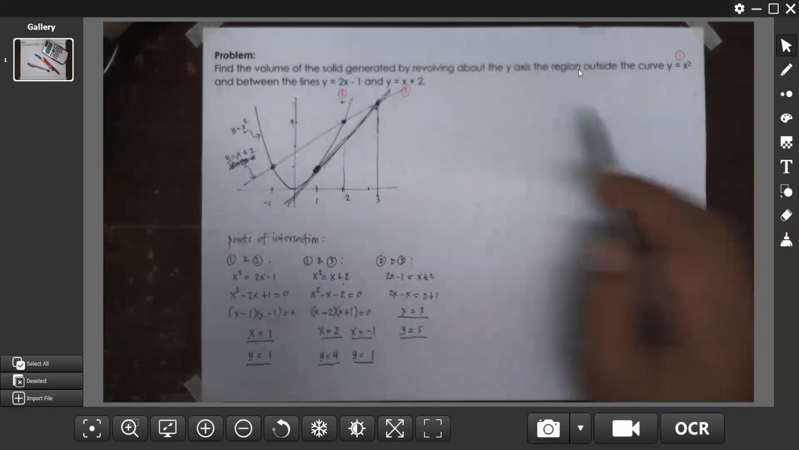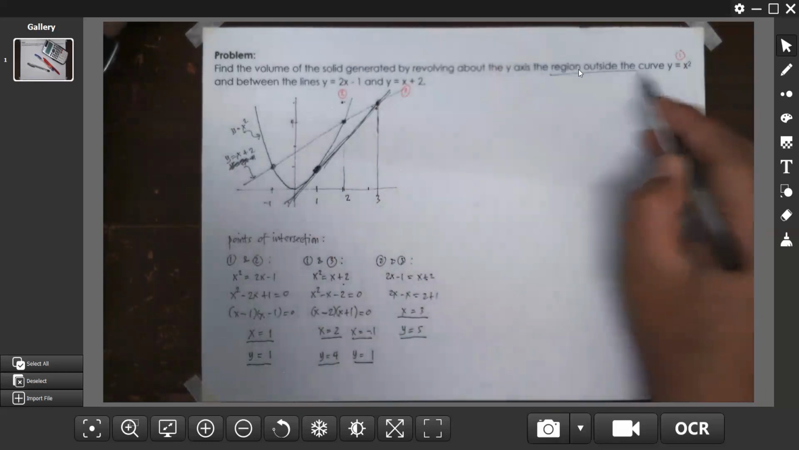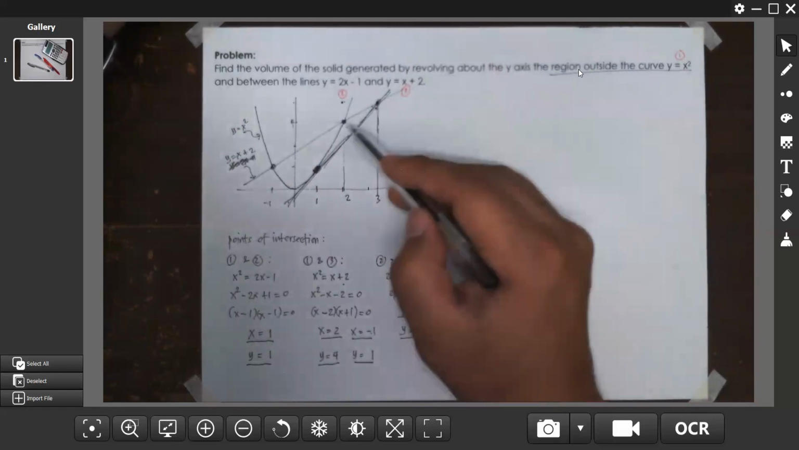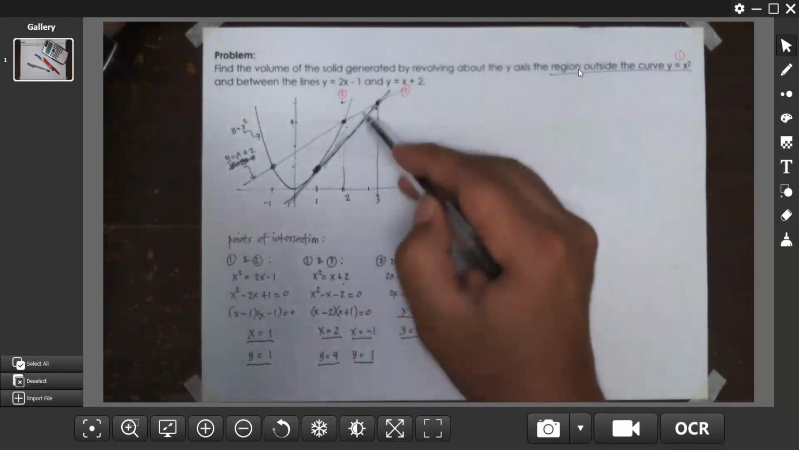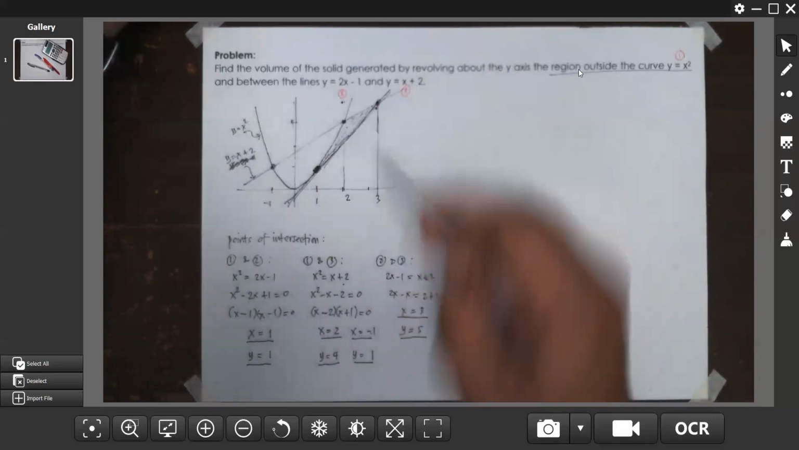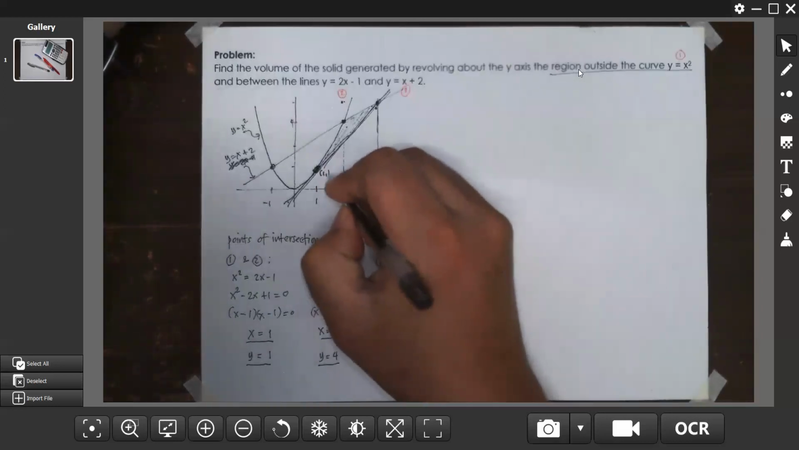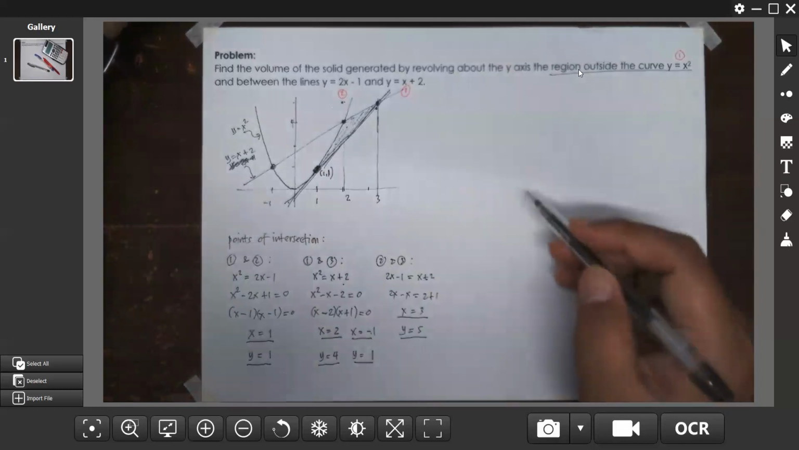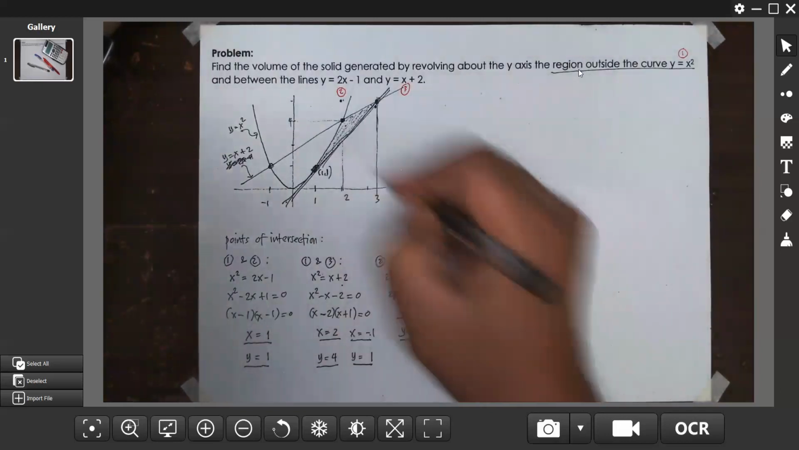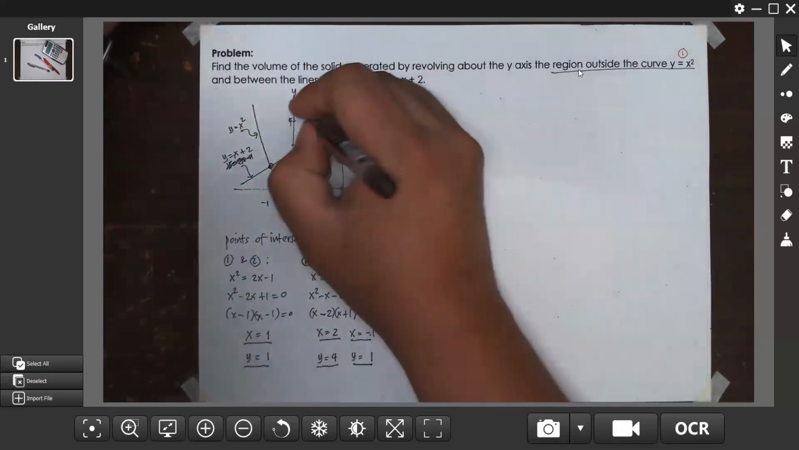So, the bounded region is this one: the region outside the curve y equal to x squared, outside the parabola, and between the lines. This is the bounded region. This is 1, 1. We are going to revolve this region about the y-axis.